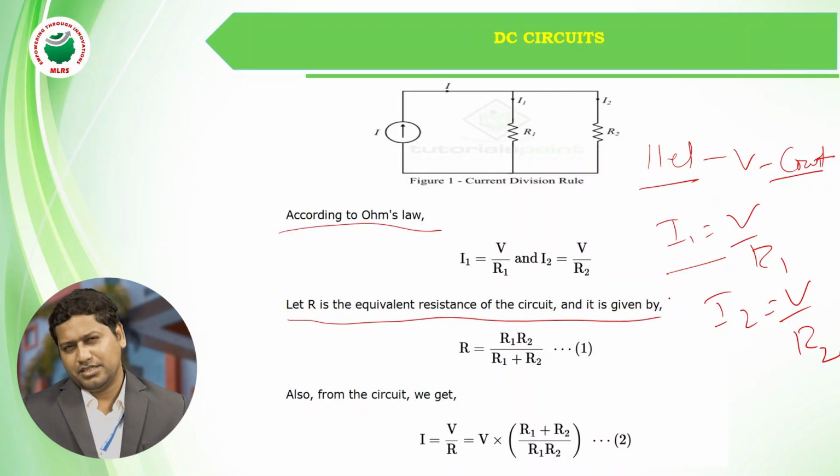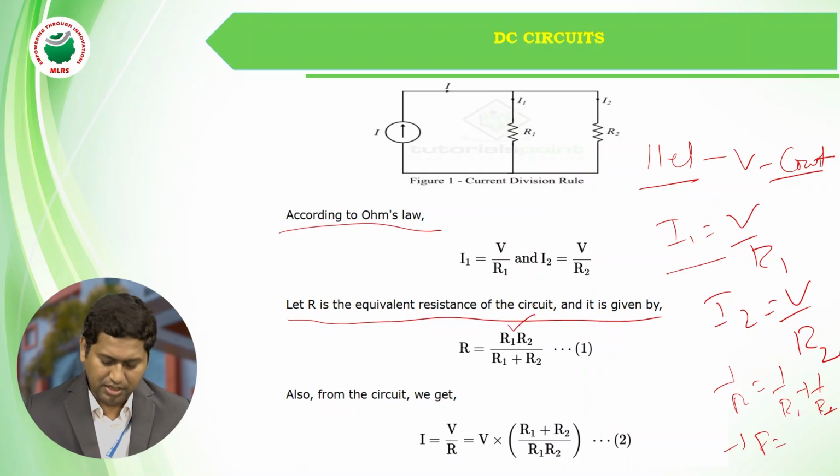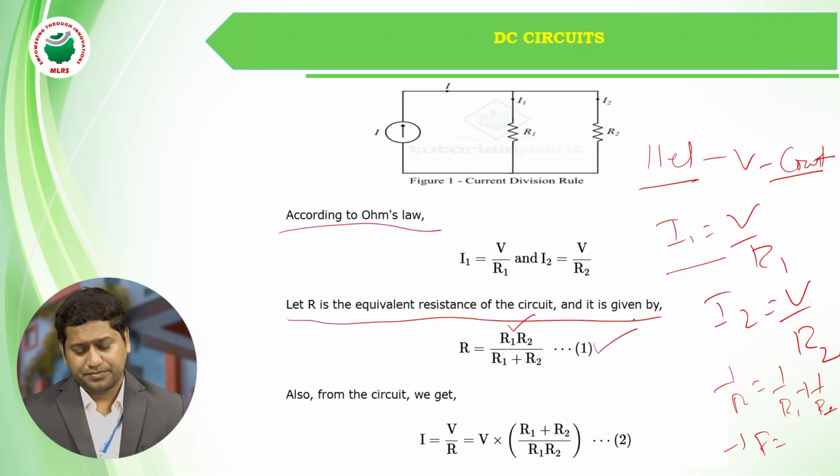In a series connection, the total resistance R is equal to R1 plus R2. Here the total resistance will be 1 by R is equal to 1 by R1 plus 1 by R2, because these are in parallel. So obviously from here I am going to get R is equal to R1 R2 divided by R1 plus R2. This is equation number 1.